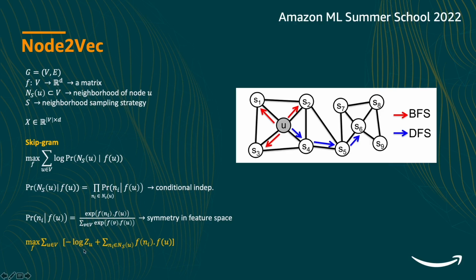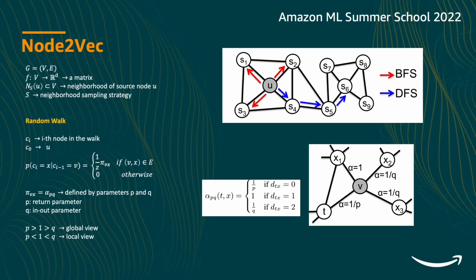So this is the log of the denominator here. This is a normalization term, and we take the dot product of the representation of the source node and the nodes which are appearing in the context of the source node. Okay, so this is how this node2vec algorithm is trained. But now let us take a look at our random walk or the sampling strategy.